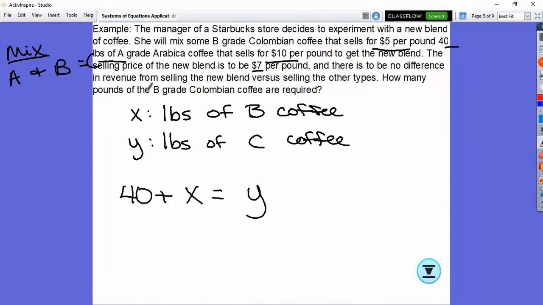Okay, the other thing we know is the price. So coffee A costs how much? $10. And we put in 40 pounds of that. So you would have to do 10 times 40 to get the cost of that one. Okay, coffee B costs how much? And we have X pounds of that. And the final mix is how much? $7 per pound of the final mix.